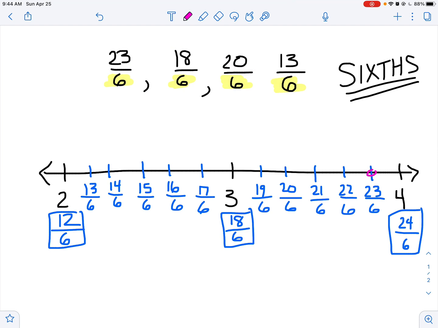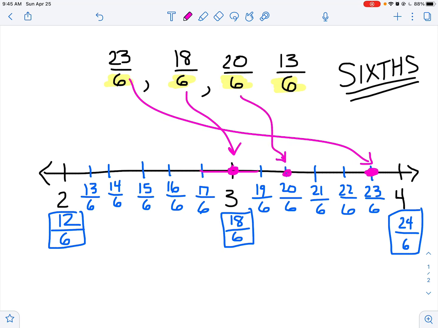Then it's easy peasy to go ahead and mark your points. 23 sixths? Well, that's right here. No problem. 18 sixths? Well, that's right here. Remember to place your point on the number line. It doesn't have to be ginormous, but it does need to be seen, and it should be on the line itself. Here's 20 sixths and 13 sixths.